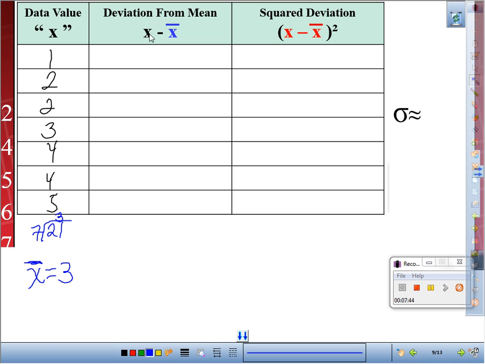What does this next column say? It says deviation from mean, means all numbers x. What are all my numbers x? 1, 2, 2, 3, 4, 4, 5, all these. And we're going to subtract the what? The mean, which is what? 3. So I'm going to rewrite all these numbers: 1, 2, 2, 3, 4, 4, and 5. And I'm going to subtract the mean from each one of those. I'm going to take away the mean. Get it? 3, 3, 3, 3, 3, 3, 3.